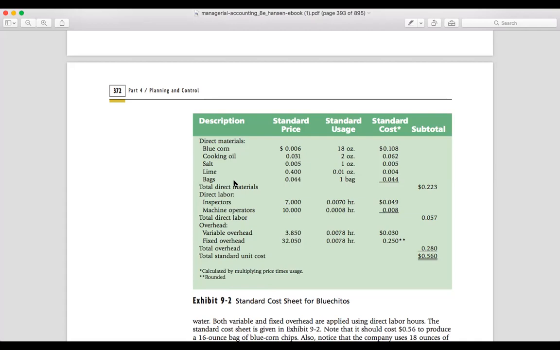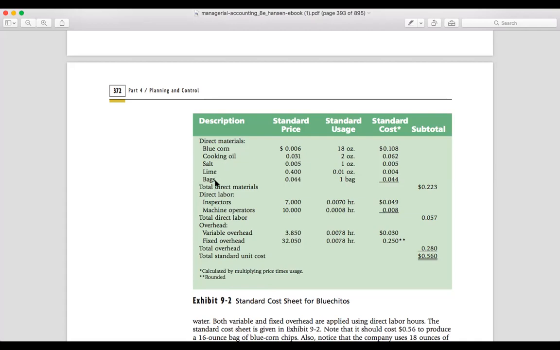Nah, substandard chips are sorted and discarded. The chip passing inspection, kemudian di packing. Yeah, the chips are manually packed into boxes for shipping. Nah, apa material yang digunakan di sini? So we can see here, right? So by looking at the standard cost sheet, we can identify what the material that used by the Blue Corn Foods Incorporation. So they use a blue corn, lime, cooking oil, and salt.